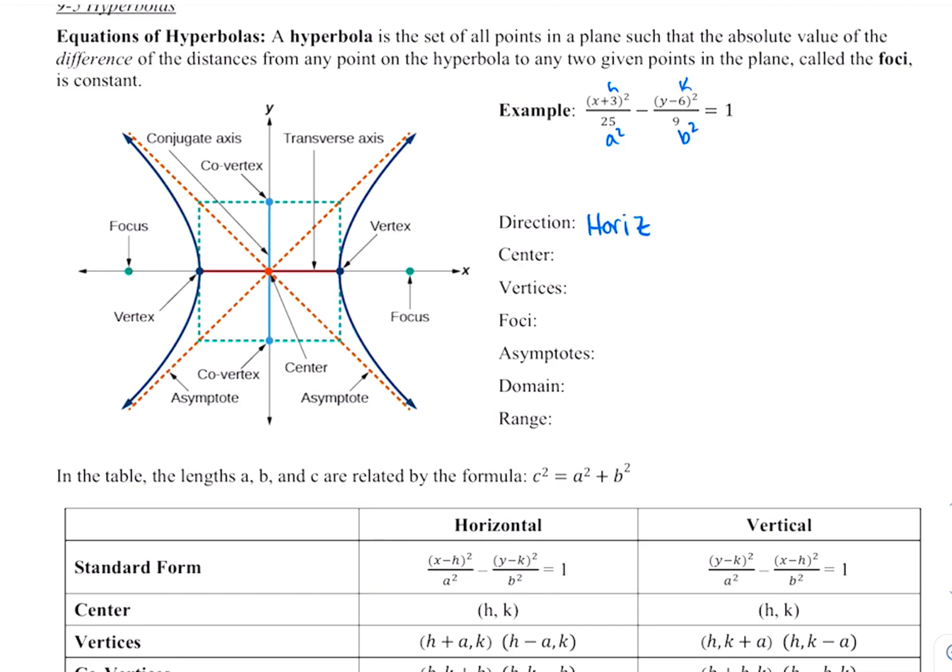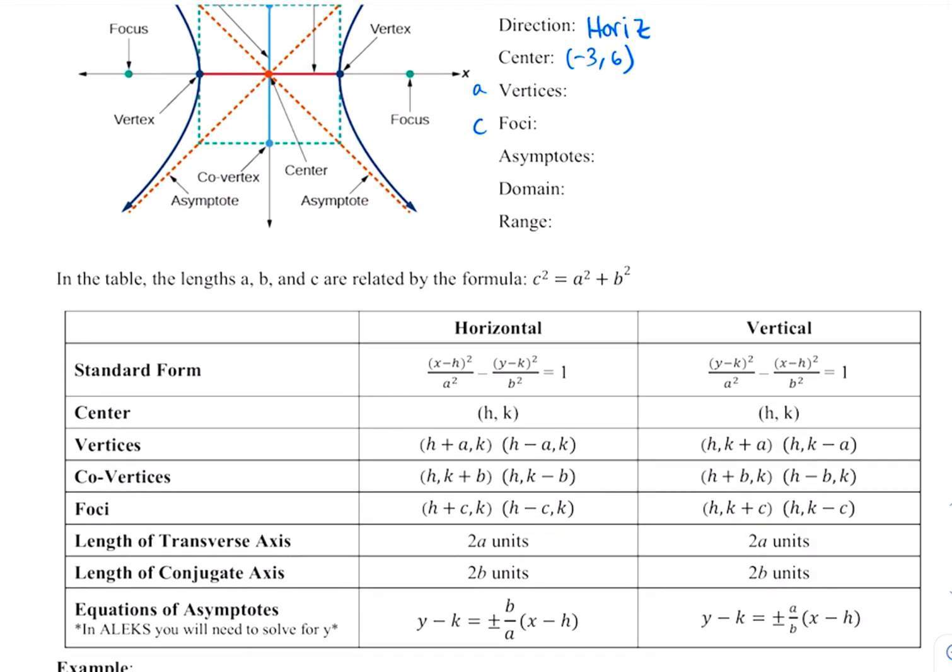So I do need to figure out my center, my a, b, and c values in order to figure out the rest of this information. So center is still h and k, and we always do the opposite sign if it's in a grouping symbol. So my center will be -3, 6 for this one. And then vertices are dealing with a, foci is dealing with c. And then when we are figuring out our equation for the asymptotes, we'll need a, b, and the center for those. And I'm getting that from these equations down here.